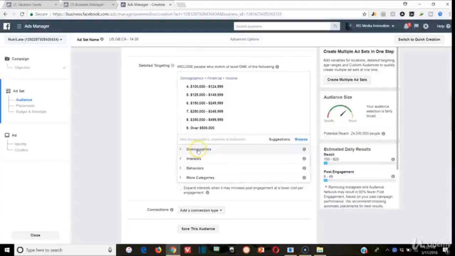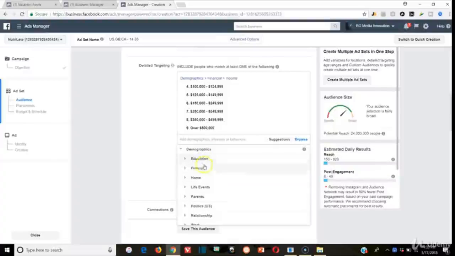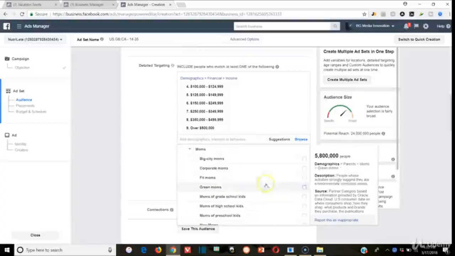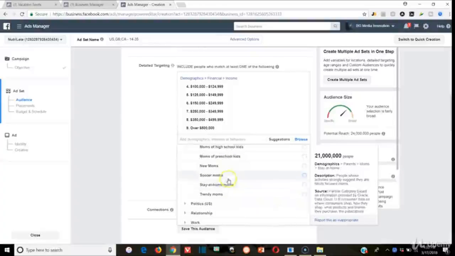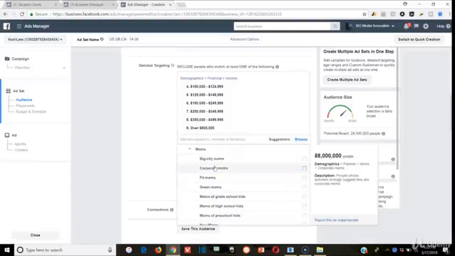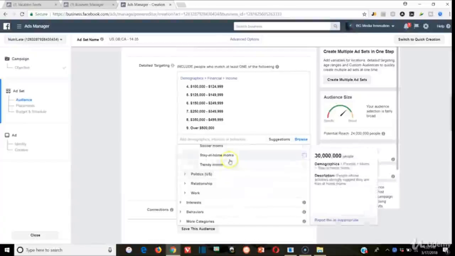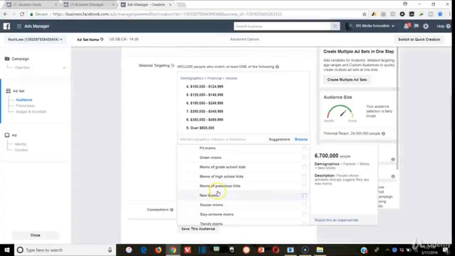So you can continue to add things here. If you wanted to add another one, maybe you want people that only are single moms. Then you would find single moms. Or maybe you're marketing a baby product, and you really don't think that men are going to buy too many strollers or baby bags or something like that. You could market to corporate moms. You could market to soccer moms. You can market to stay-at-home moms. You can market to new moms. Clearly, they typically have an interest in buying baby stuff.